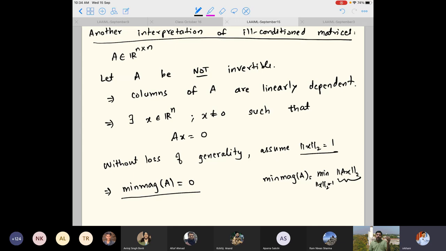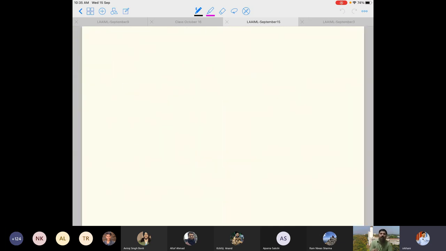So whenever A is not an invertible matrix, whenever A is a rank deficient matrix, it's not invertible, then you see that the minimum magnification of A is actually equal to 0. This is something that is really very important. This observation is important. Now I want to look at it the other way around. So let A be a matrix which is ill conditioned, right?